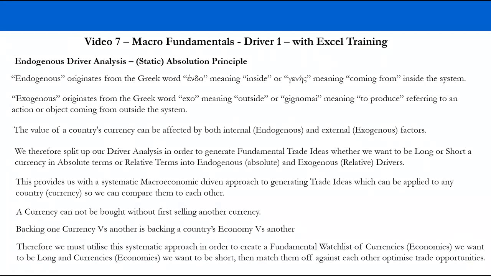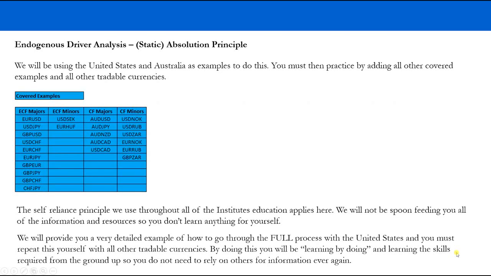And then we overlay this process with timing, so the gatekeeping process, risk management, and self-awareness statistics. Now, what we're going to be doing is we'll be using the United States and Australia as examples to do this. And what you've got to do is then practice by adding all the other covered examples, so all the other tradable set that we've gone through already in Foundation.